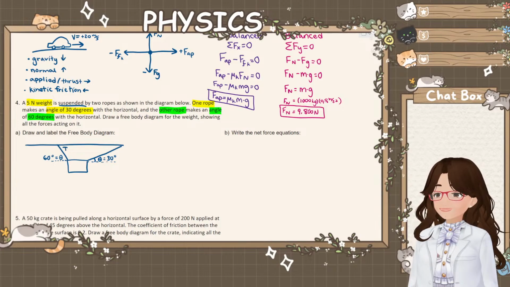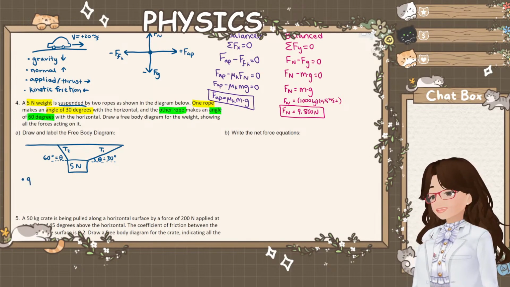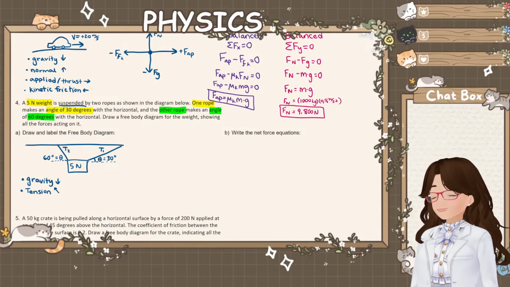Okay, we're calling this T2, and we're calling this one T1. A couple things. The first thing that we know is that it's going to have gravity always. In fact, we're already given the weight, right? And it's going to point down. We do know that we have tension. So we have two tension forces, and one points up to the left and one points up to the right.